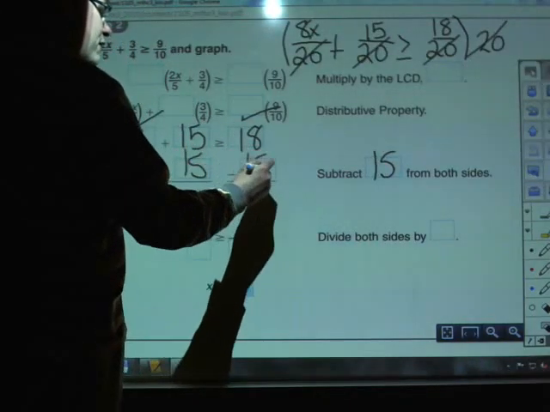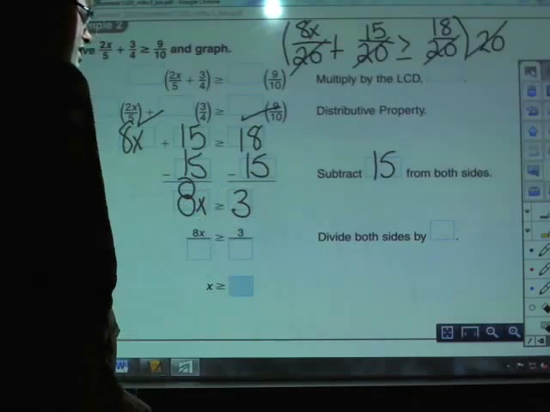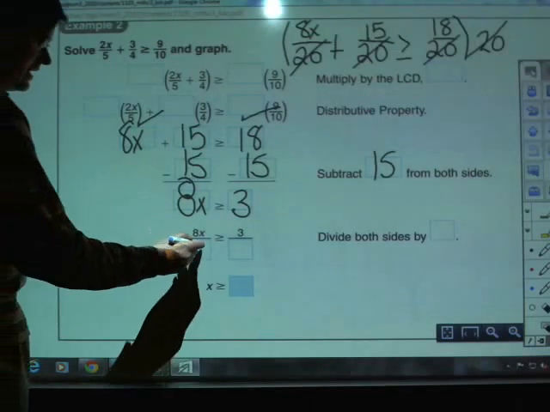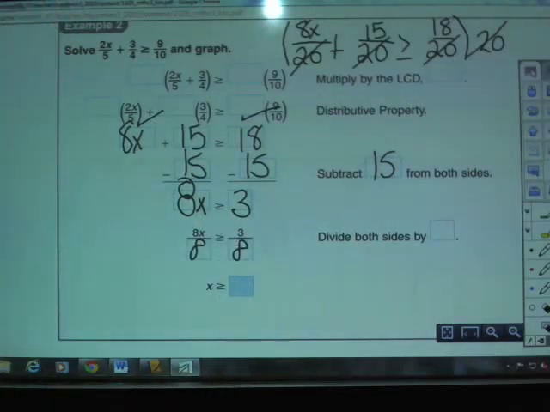So I'm subtracting 15 from both sides, and I have 8x is greater than or equal to 3. And now this is a multiplication problem, and of course if I'm solving by doing the opposite, that means I'm dividing. So I'm dividing across by 8. When I divide across by 8 here, 3 divided by 8 is going to be my solution.